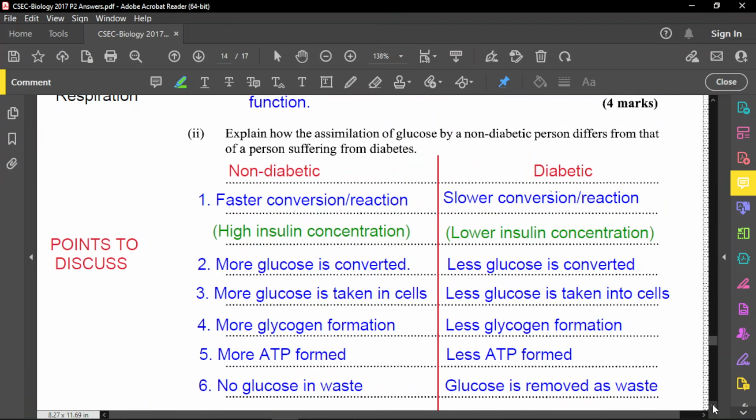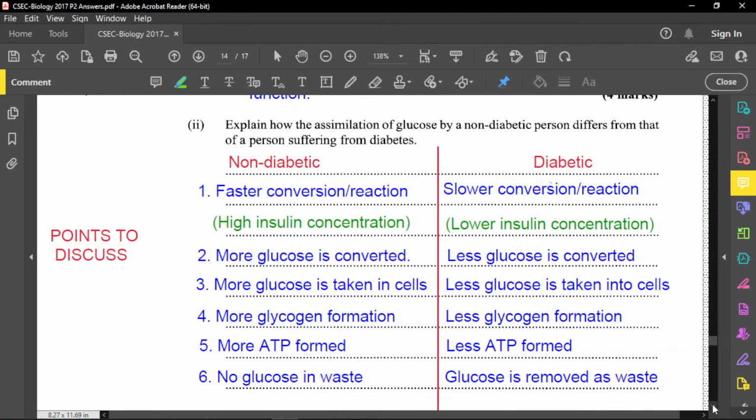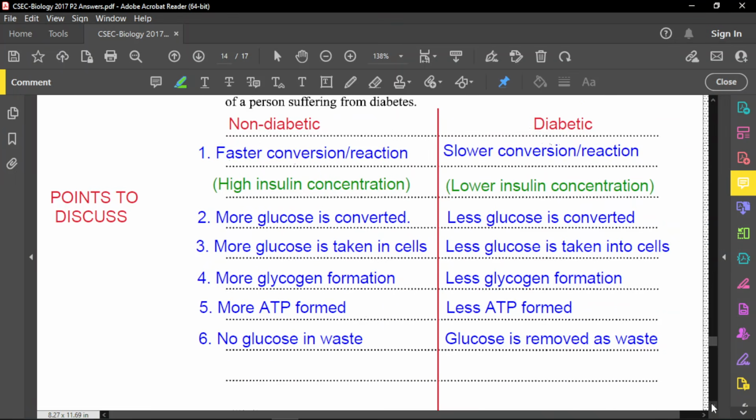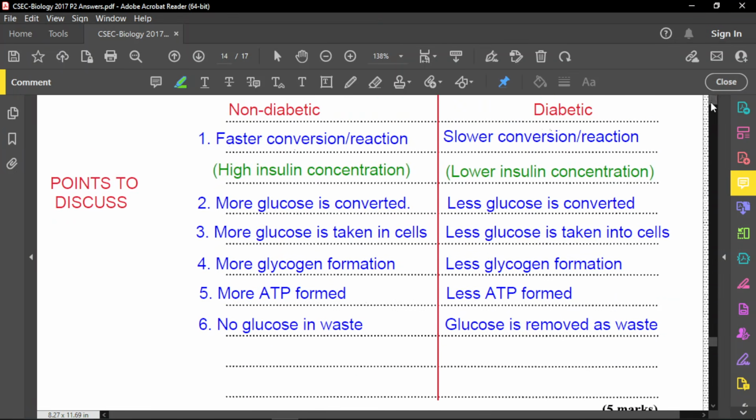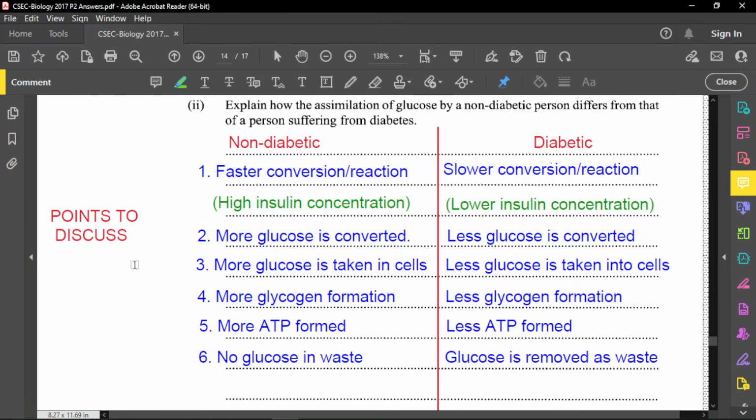All right. Now part 2 is to explain how the assimilation of glucose by a non-diabetic person differs from that of a person suffering from diabetes. And so to make life easier, just put them into separate points. I think this was a 5-mark question. Let me just slide down to it. Yeah, 5 marks indeed, and it's the last part of this question here. So these are just points to discuss.